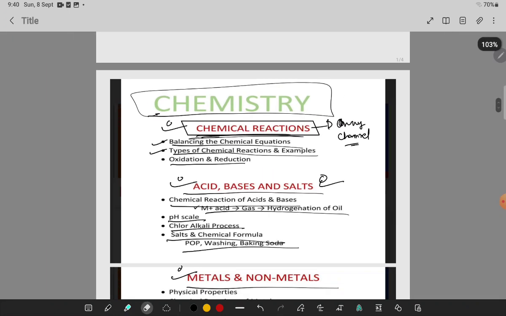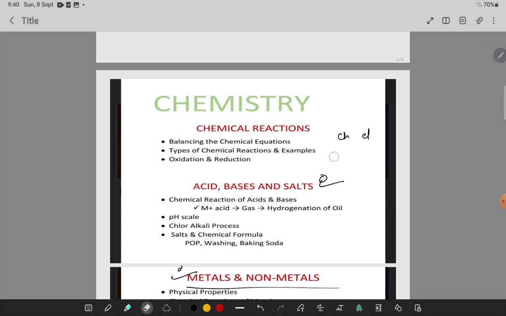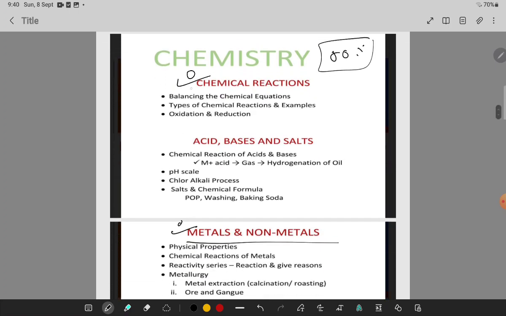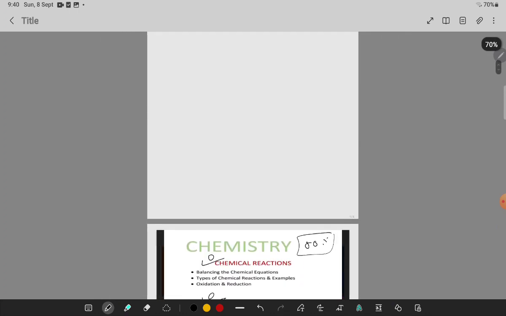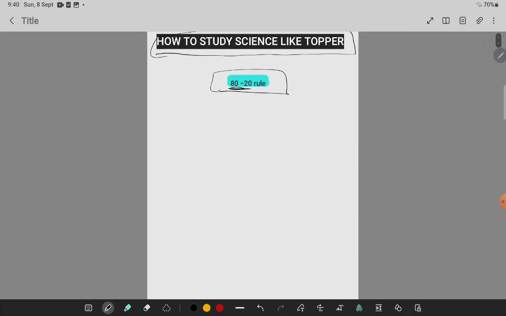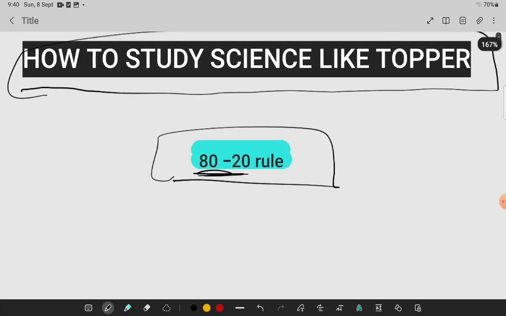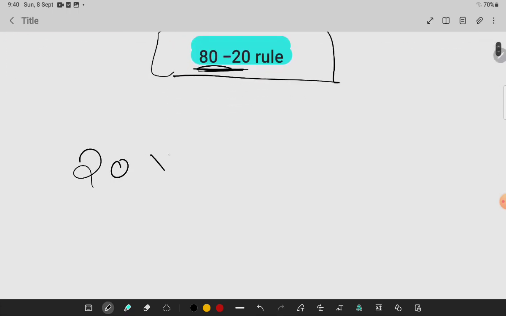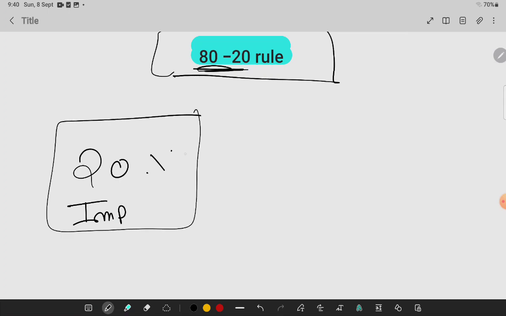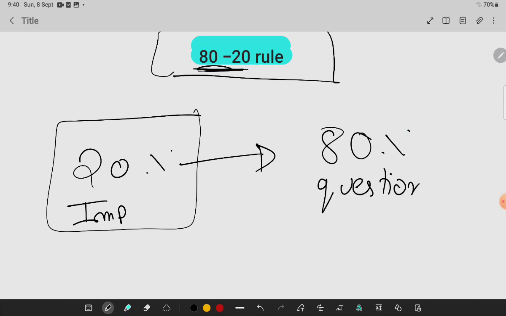So these are the important topics, and there is a very high chance that 80% of the questions are going to come from these topics only. So this is known as the 80-20 rule. That means your 20% of the syllabus is most important, from which 80% of questions are asked.